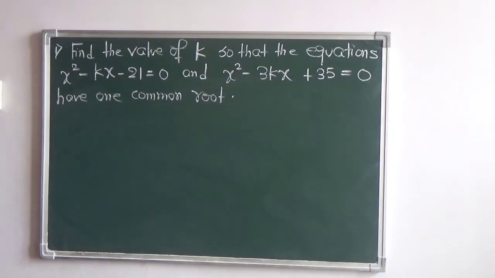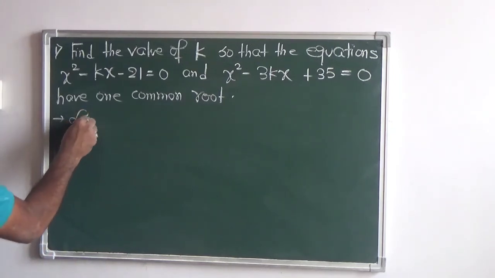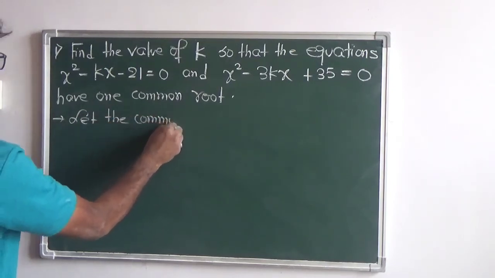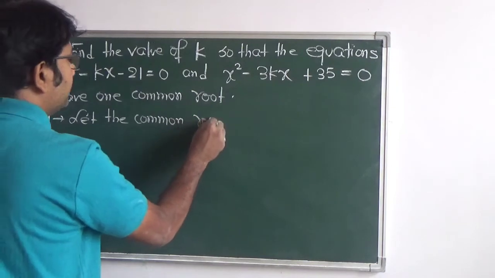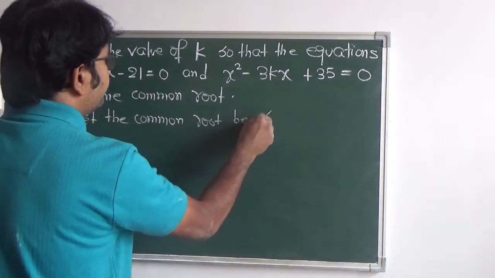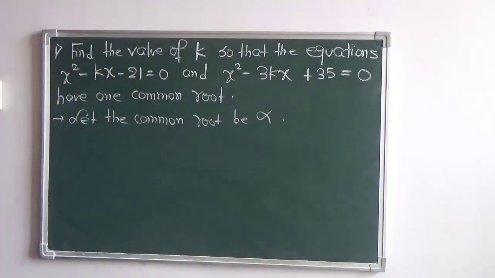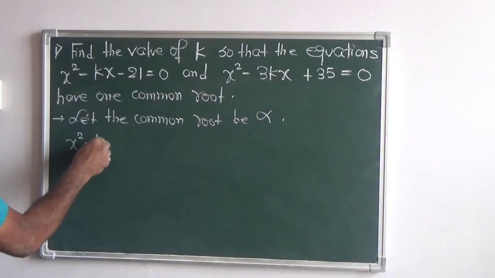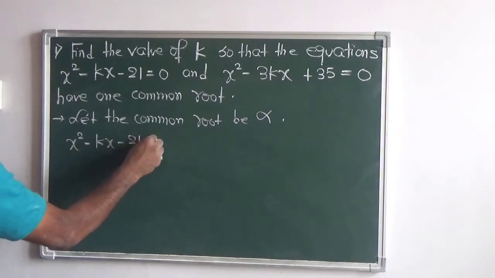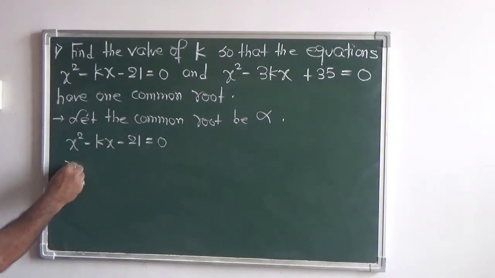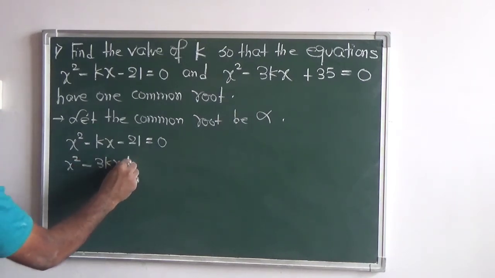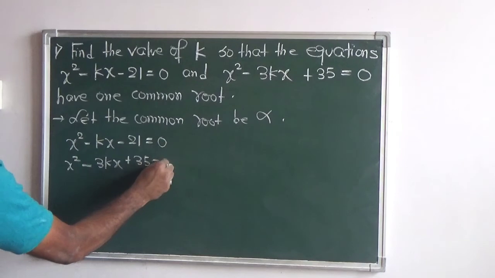So let us take the common root be alpha. Now, what is the condition for one common root? Before that, let us write down the equations. This is x square minus kx minus 21 equals 0. This is x square minus 3 times k into x plus 35 equals 0.